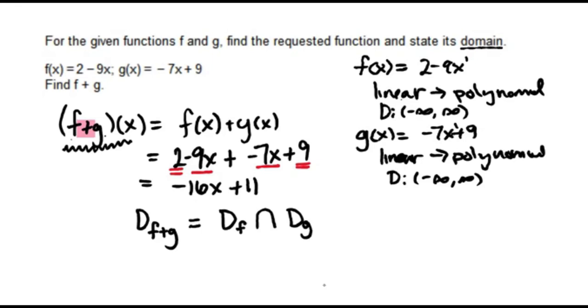Well, in this example, both individual functions have a domain of all real numbers, and so they're going to overlap in all real numbers. So the domain of f plus g is also all real numbers, or negative infinity to infinity.